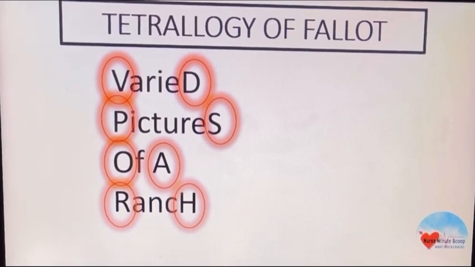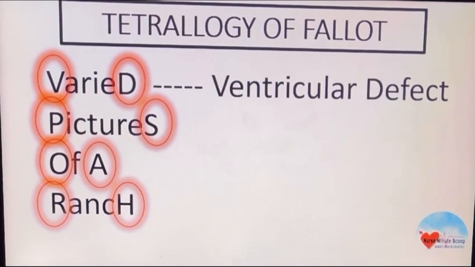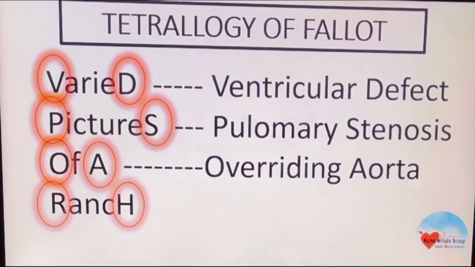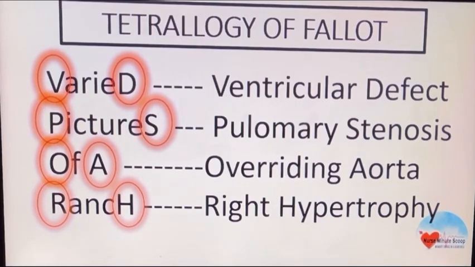So for varied, it's ventricle defect. For pictures, it's pulmonary stenosis. And for the A, it's going to be overriding aorta. And for wrench, it's right hypertrophy. So it's those 4 defects that are included in tetralogy of Fallot. You don't want to miss this easy question. Just remember that abbreviation: varied pictures of a wrench.